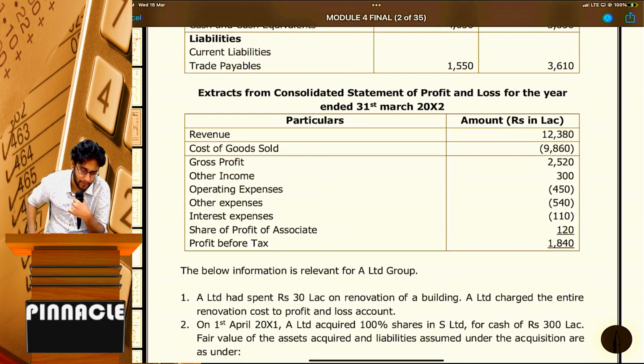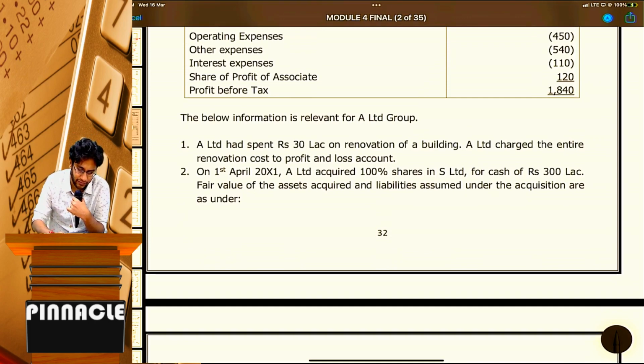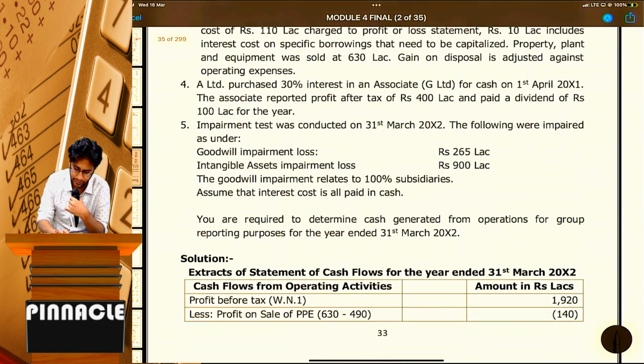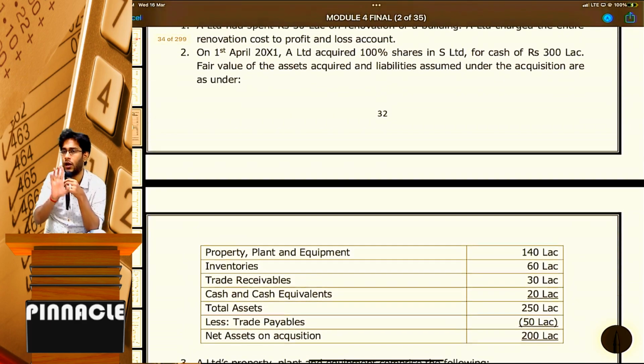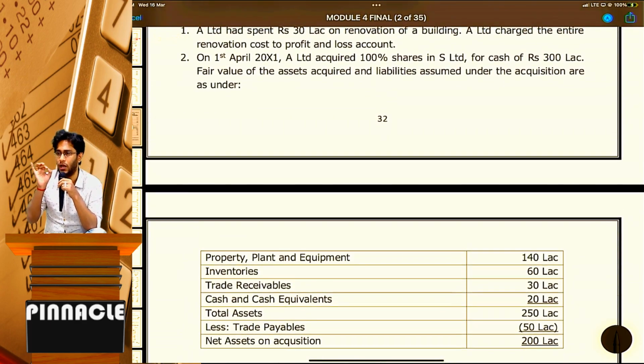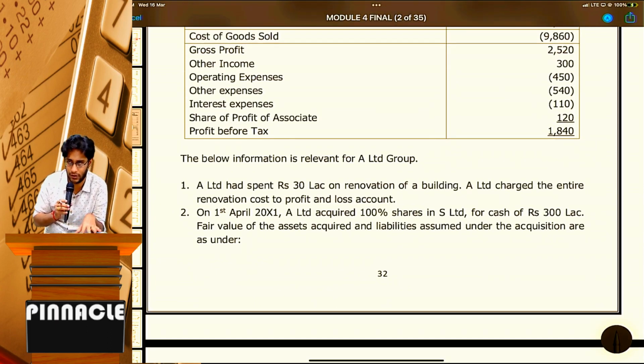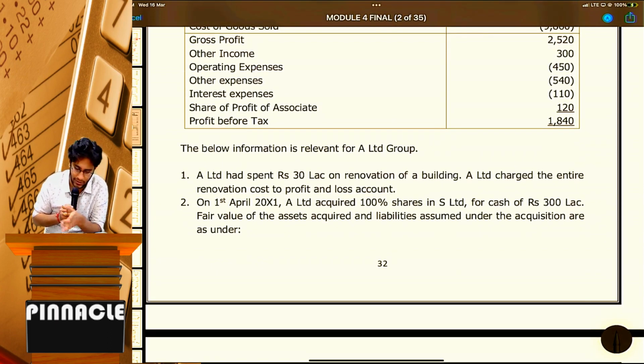Next coming to P&L. 12,380 revenue, cost, GP, other income, operating expenses, other expenses, interest expense, share of profit of associate, and profit before tax. The below information is relevant for A Limited Group. Sir, this sum is a lengthy question, but there is only one requirement. He will not ask for the full cash flow statement, only operating activities cash flow. The sum will be small, but the question is huge. You have to go through it. We are going to solve it, not just see and leave. So mentally get prepared and read.